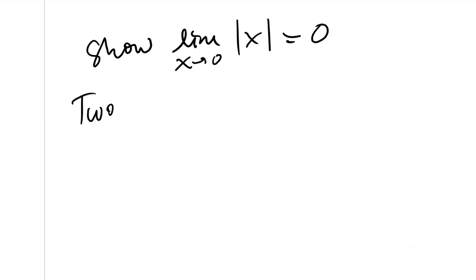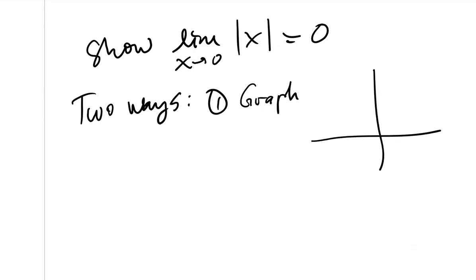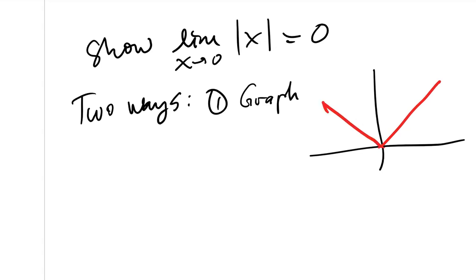There's two ways to do this. The first way is just to graph it. Just look at the graph. If you know what the absolute value looks like, which you should from college algebra, and I really want you to know what it looks like. It's this guy right here, the two 45-degree lines. This is the absolute value of x in red. And as x marches toward 0, you get 0.